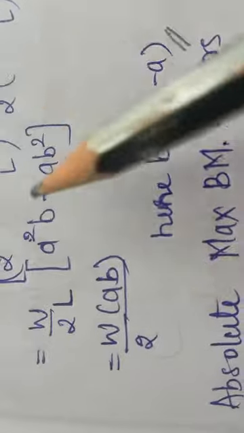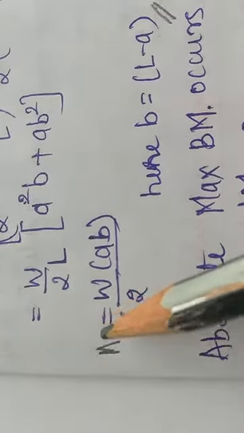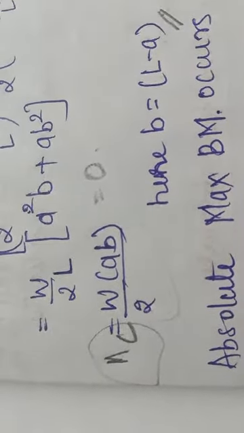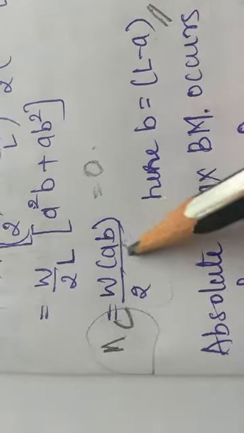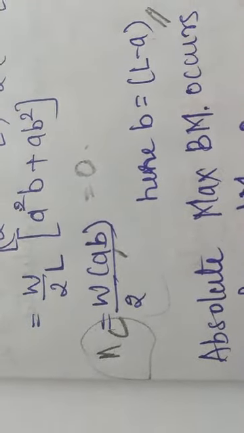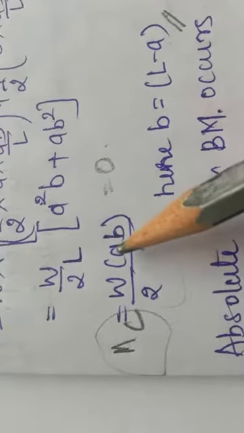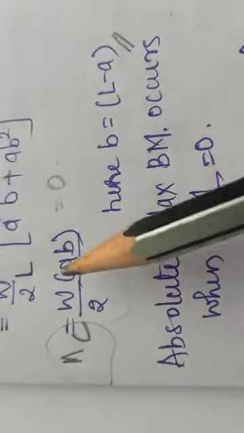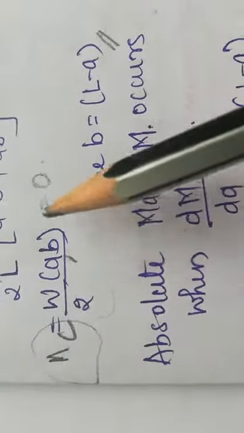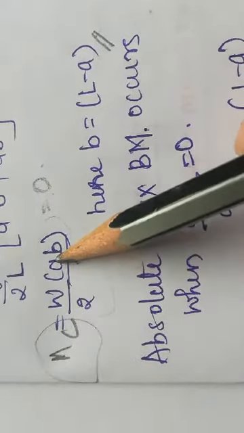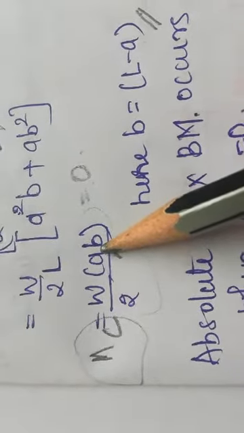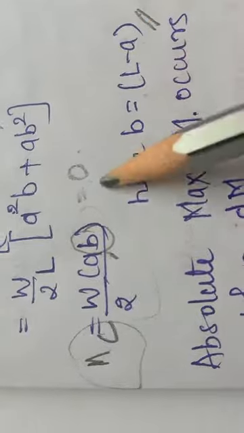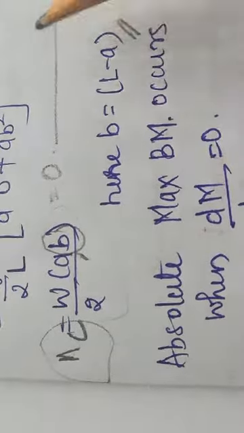I have to equate the derivative of this bending moment at C to 0, and check where A will be maximum, or where that section is maximum. For that I will differentiate this bending moment value with respect to A. Why with respect to A? Because I will substitute B as L minus A. So the variable is A.